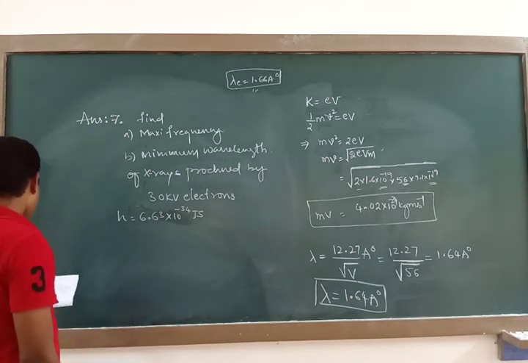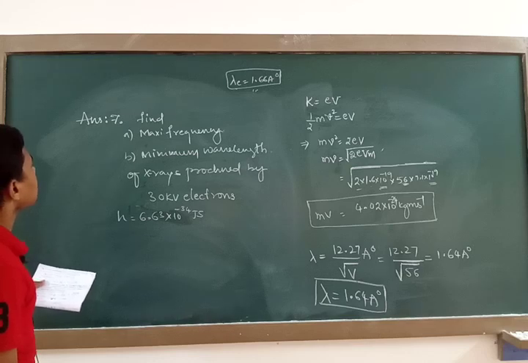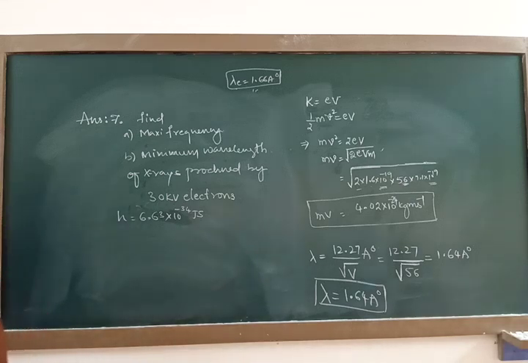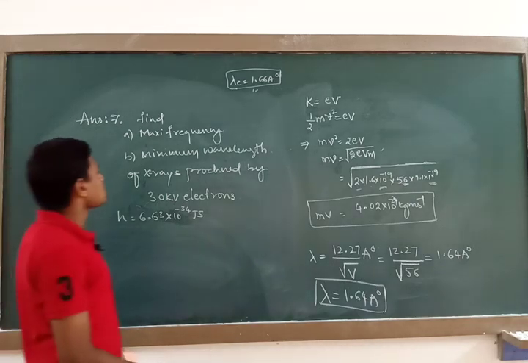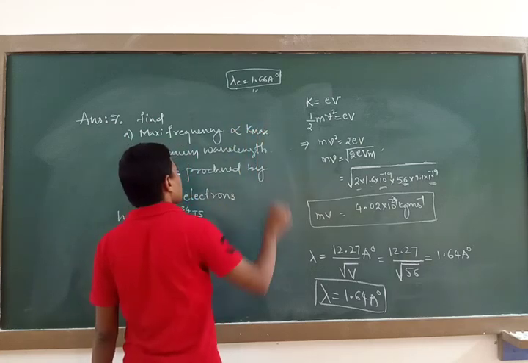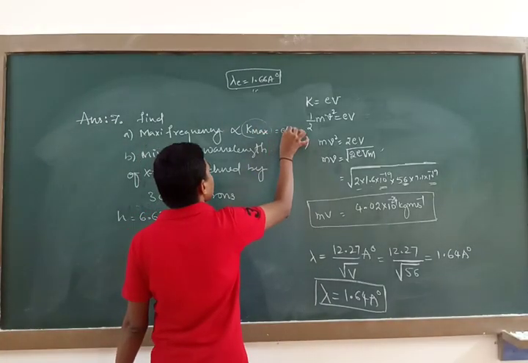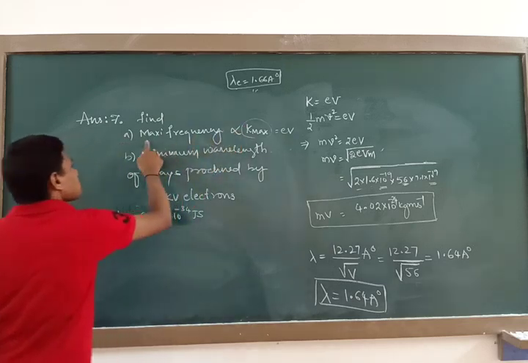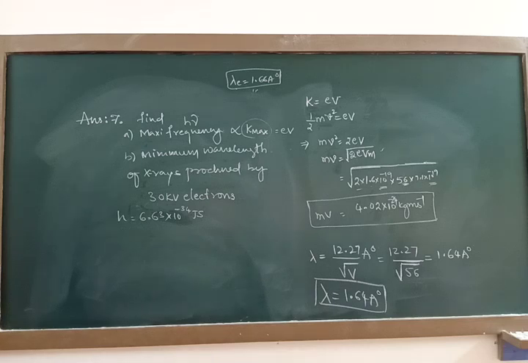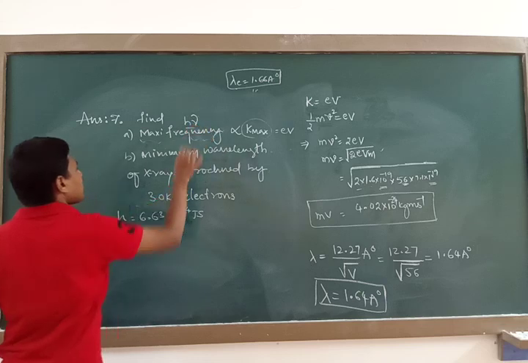So look here, understand the question correctly. They are asking you to find the maximum frequency. So maximum frequency means, this is proportional to Kmax. Yes or no? Kinetic energy is maximum. So we know that this Kmax is equal to EV. And this Kmax is proportional to frequency, that is h nu. Frequency of the photon, because we are taking the frequency of the particle associated as h nu.